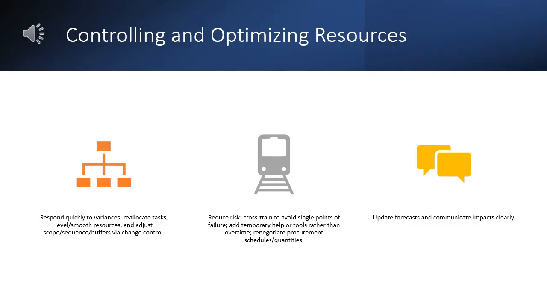Respond quickly when data shows variance. Reallocate tasks to balance load and skills. Level or smooth resources to stabilize flow. Adjust scope, sequence, or buffers with change control. Cross-train to reduce single points of failure. Add temporary help or tools rather than overtime. Renegotiate procurement schedules or quantities. Update forecasts and communicate impacts clearly.